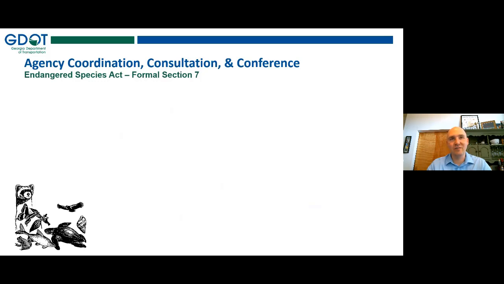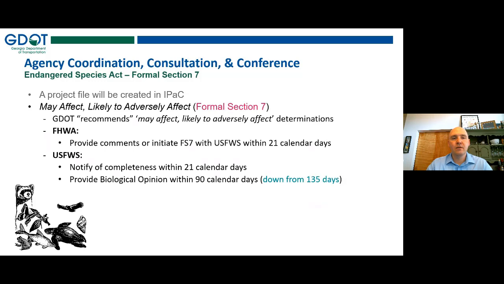Now, formal section 7, what have we done there? Well, again, we're going to be creating that project file in IPAC, and that again is very, very critical. We'll make our effect determination of may affect, likely to adversely affect, and we were going to send that to Federal Highway, and they will provide any comments or initiate formal section 7 within 21 calendar days.